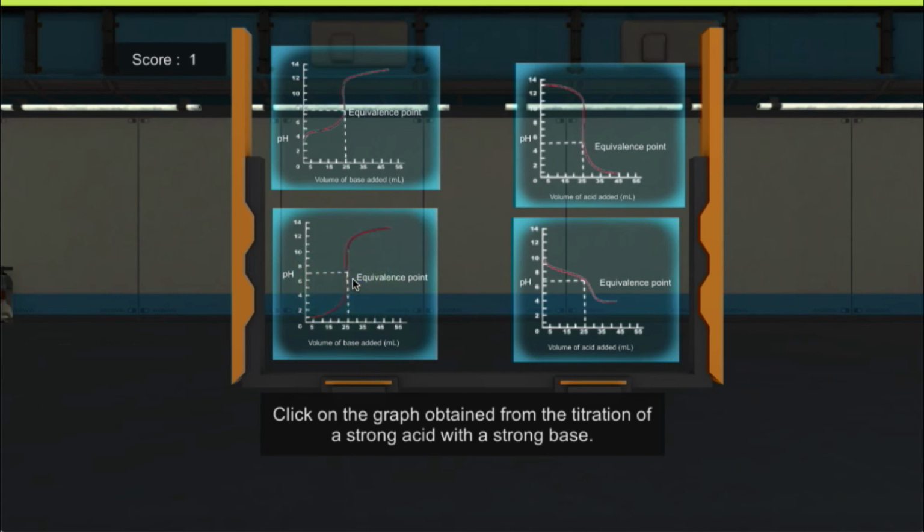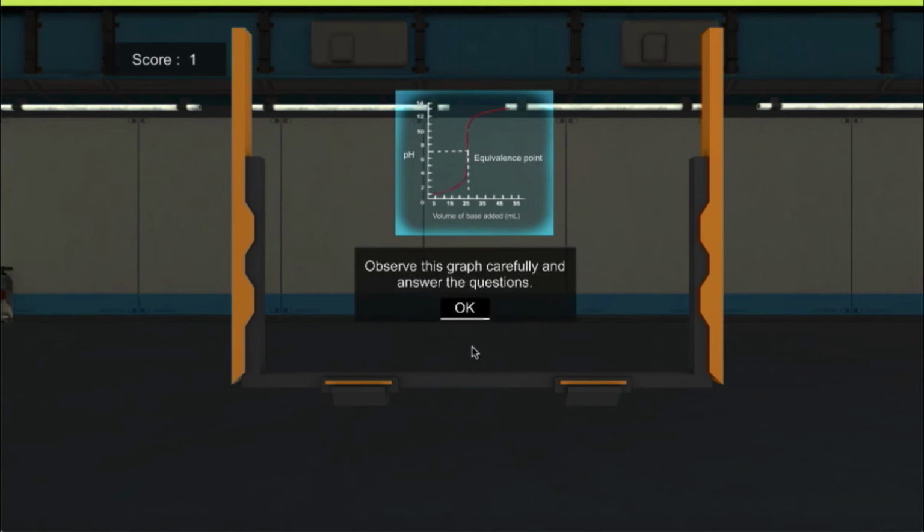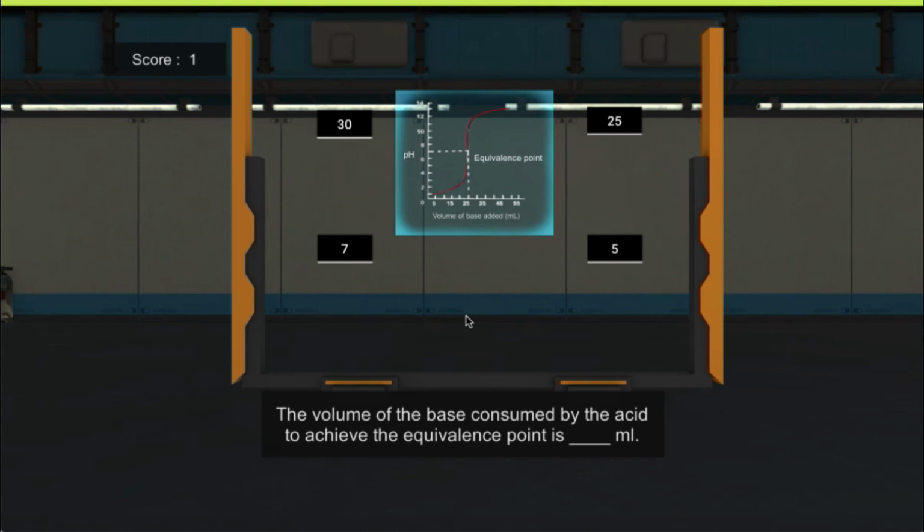Right! Observe this graph carefully and answer the questions. The volume of the base consumed by the acid to achieve the equivalence point is milliliters. Correct.